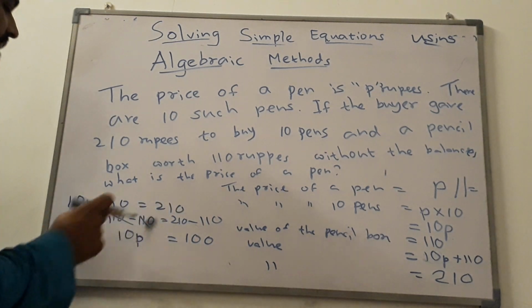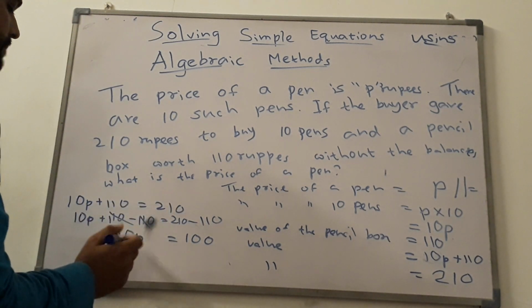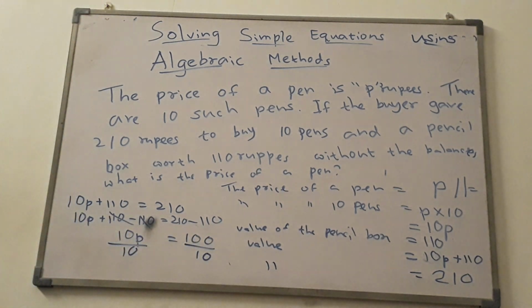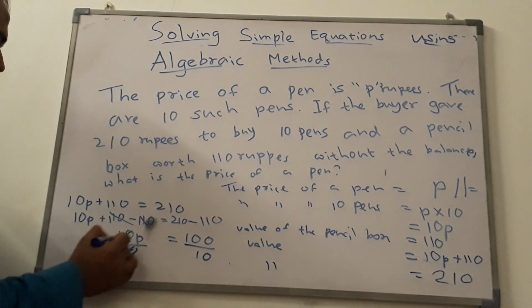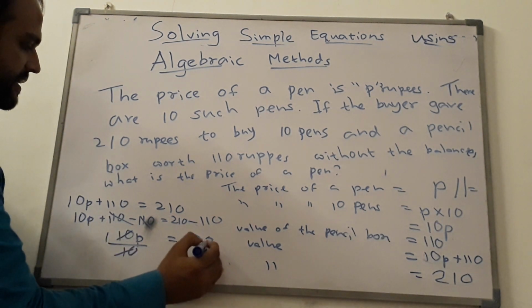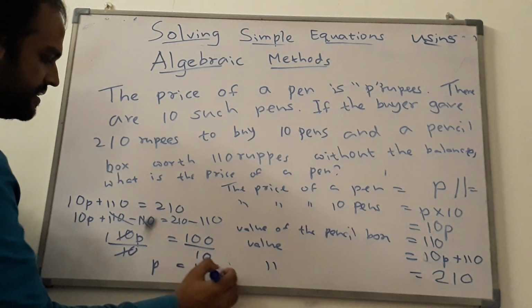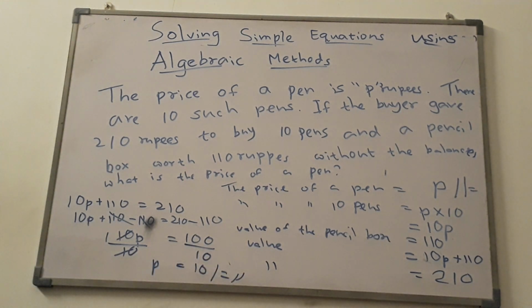Now we can remove 10 and find P. So we have to divide both sides by 10. 10 divided by 10 is 1. Here 100 divided by 10 is 10. So P equals 10 rupees. So the price of a pen is 10 rupees.